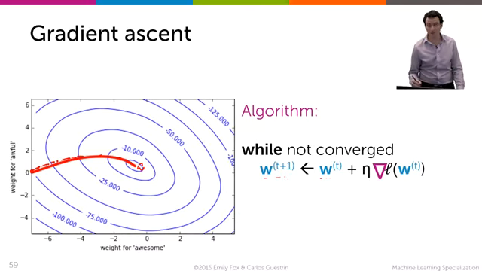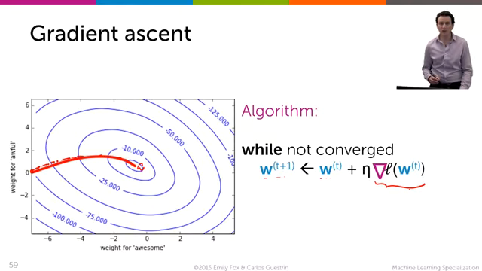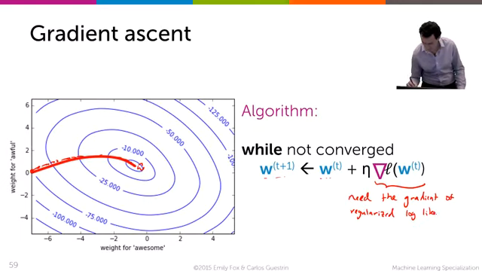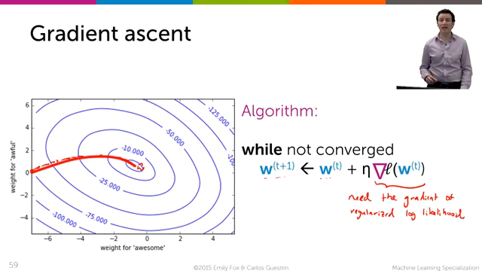And so the only thing that we have to ask ourselves is, what is the gradient equal to now that we've added this extra regularization term? So we somehow need the gradient of the regularized log likelihood. Let's see what that looks like.